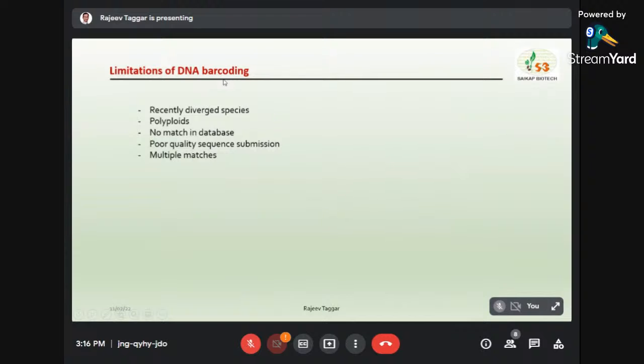Now we come to the limitation of DNA barcoding, what it can and cannot do. Along the presentation, we have been discussing that there are certain things which DNA barcoding cannot do. So among plants, recently diverged species, polyploids. Why do I say polyploids? Because in polyploids there are multiple genomes. Polyploid by definition means, let's say, tomato is a diploid. So there are two sets of genomes, one coming from male, one coming from female, and you have the diploid, right?